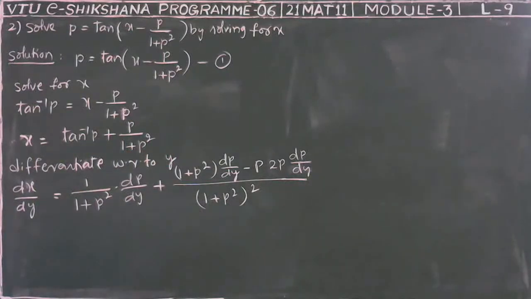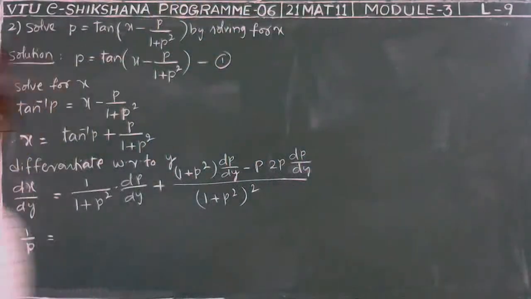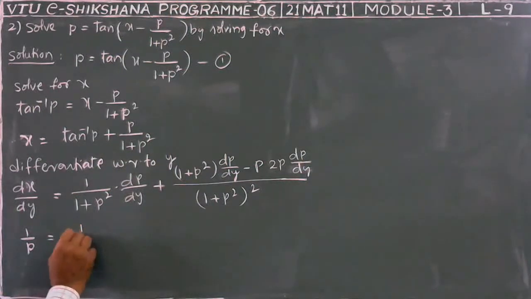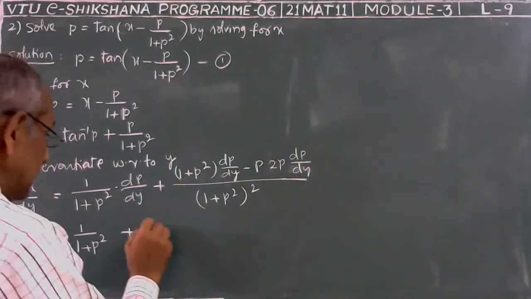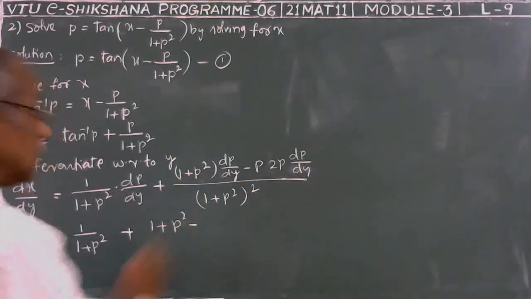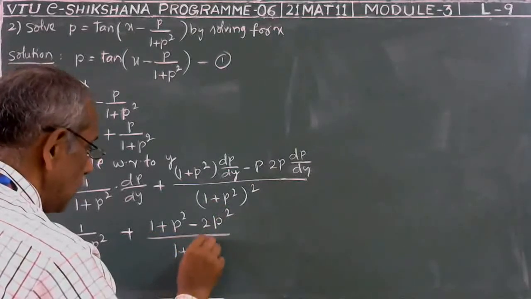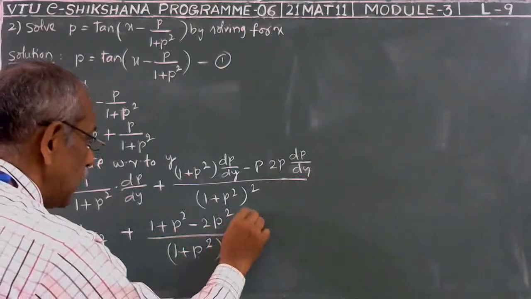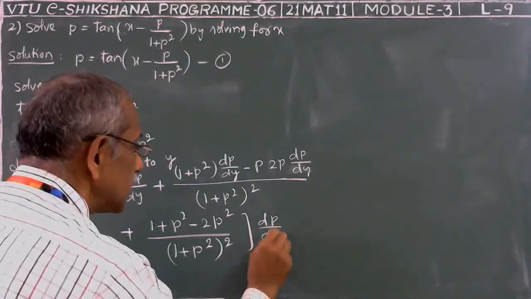Now further, I can conveniently write dx/dy is 1 over dy/dx, that is 1/p. So 1/p is equal to, I can take dp/dy outside throughout: 1/(1 + p²) plus [(1 + p²) − 2p²]/(1 + p²)². This entire thing is multiplied by dp/dy.